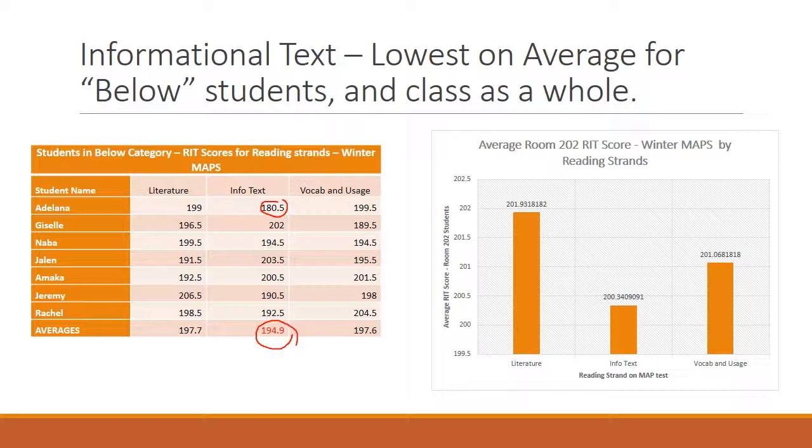And given the increased focus on informational text in the Common Core and on the PARCC exam, this makes additional sense. Additionally, for the class as a whole, as shown on the right, informational text has the lowest average RIT score based on winter MAP data. So for the whole class, informational text is their lowest as well. So it makes sense that the teacher will focus on informational text.